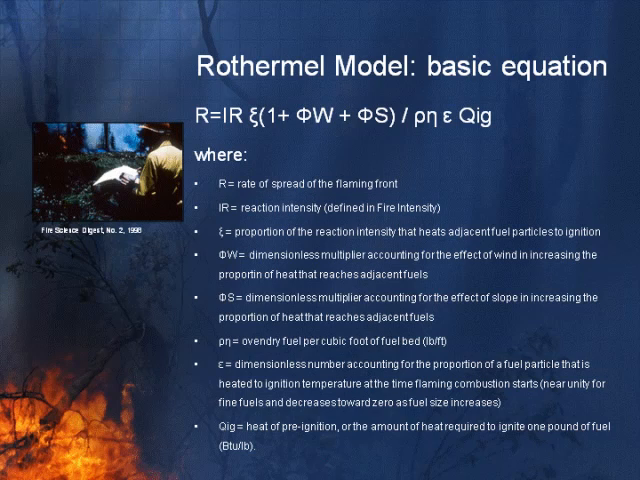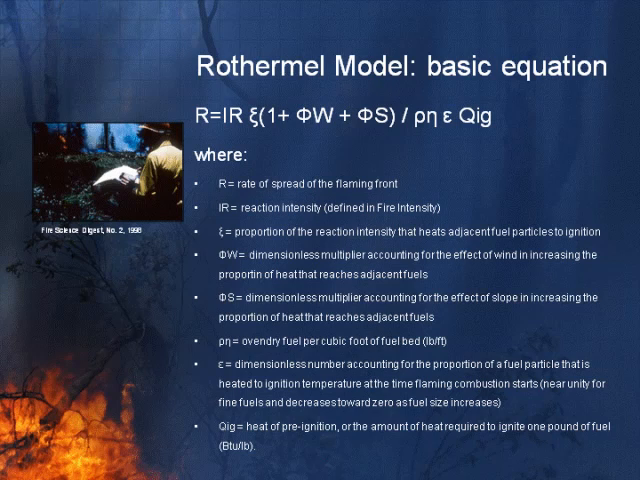And there's his basic equation there. R is the rate of spread of the flaming front. IR is the reaction intensity, and it's a whole other series of functions defined as fire intensity. Epsilon, I think that's what it is, is the proportion of the reaction intensity of heat to adjacent fuel particles to ignition. This is what I was talking about. That's why it's such a powerful factor. That heating front in front of the fire, up to 1,000 degrees, is very important.